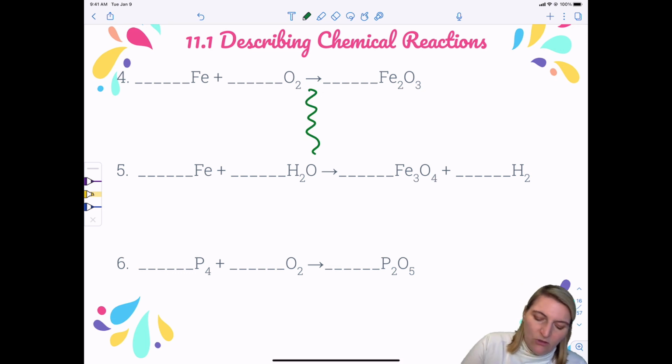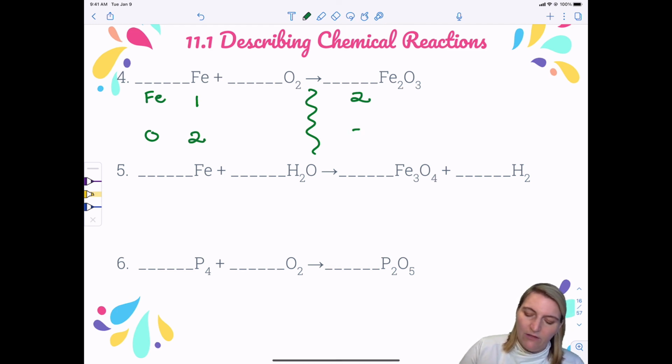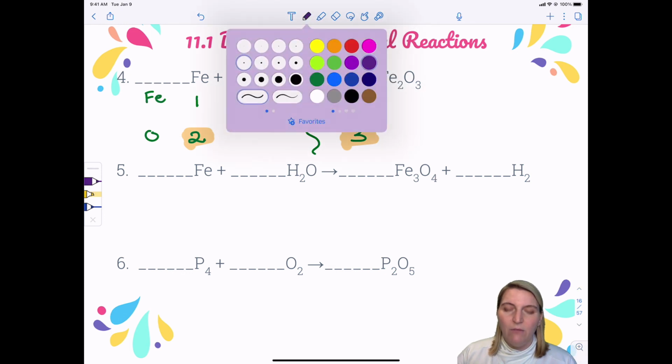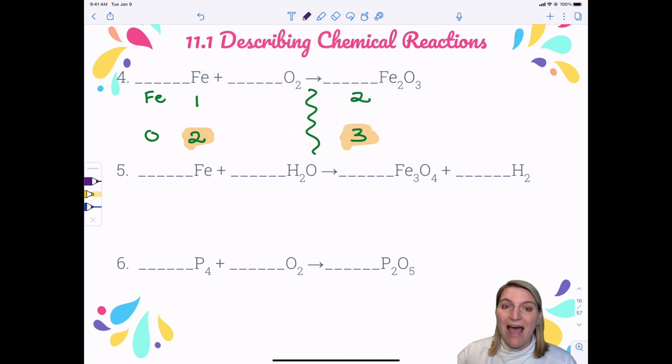Okay, this has 2 elements, iron and oxygen. There's 1 iron on the left and 2 on the right, and there's 2 oxygen on the left and 3 on the right. Now, one thing that happens fairly often is when you have 2 on one side and 3 on the other, how do I get them to balance? If you think of the idea of least common multiple, that can help you, because I know that I could make them both fairly easily into 6.